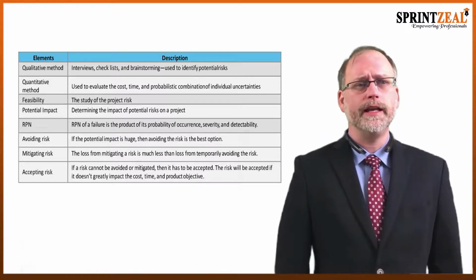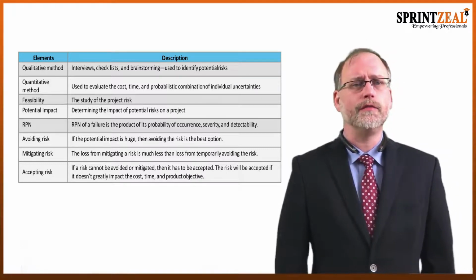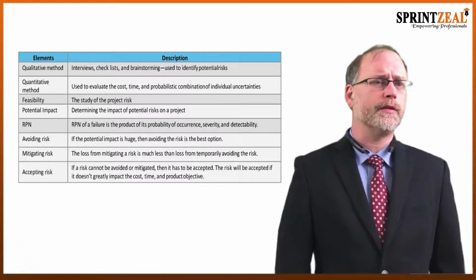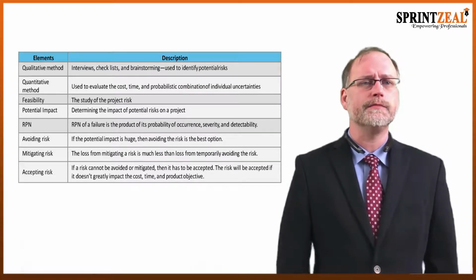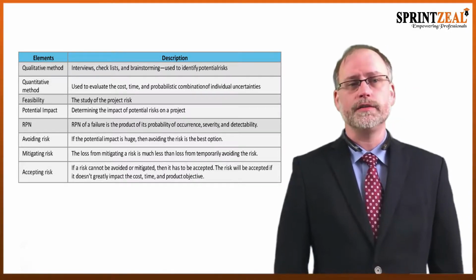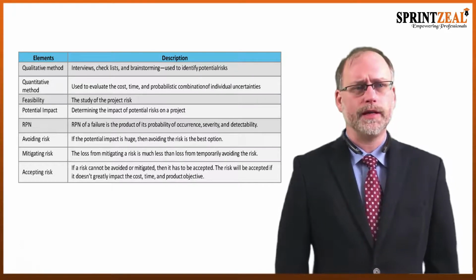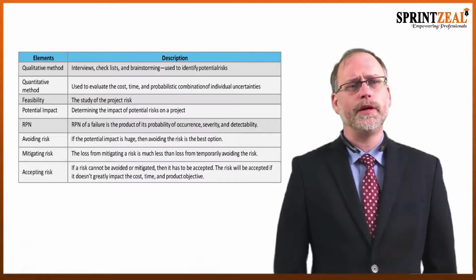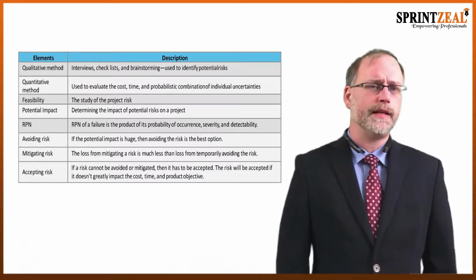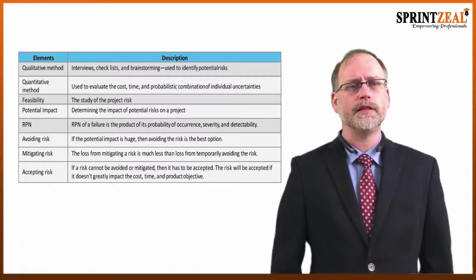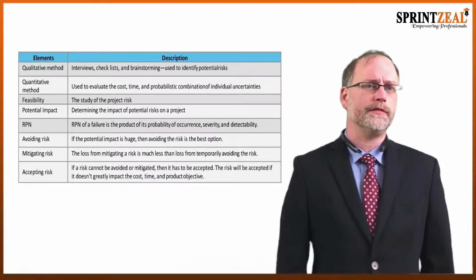Avoiding risk: if the potential impact is huge, then avoiding the risk is the best option. Mitigating risk is where the loss from mitigating a risk is much less than the loss from avoiding the risk. And then we have accepting the risk. If a risk cannot be avoided or mitigated, then it has to be accepted. The risk will be accepted if it doesn't greatly impact the cost, time, and the product objective.